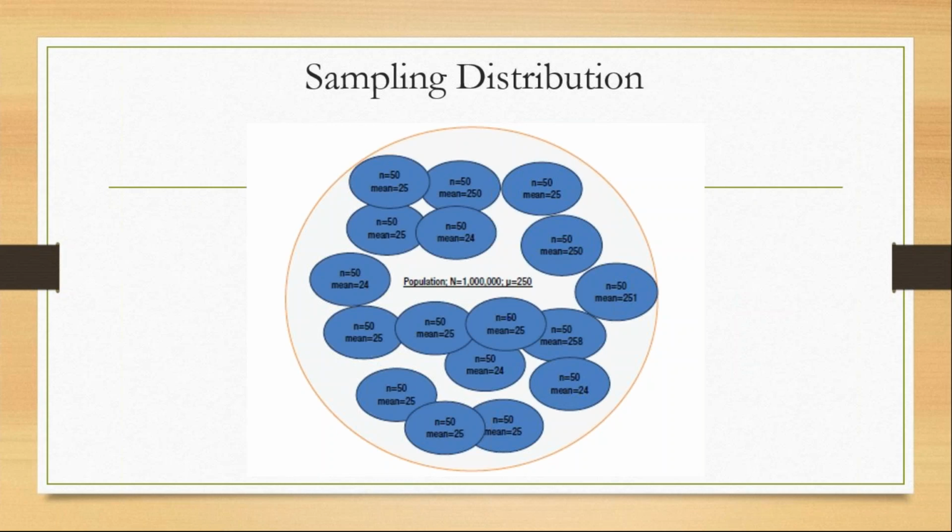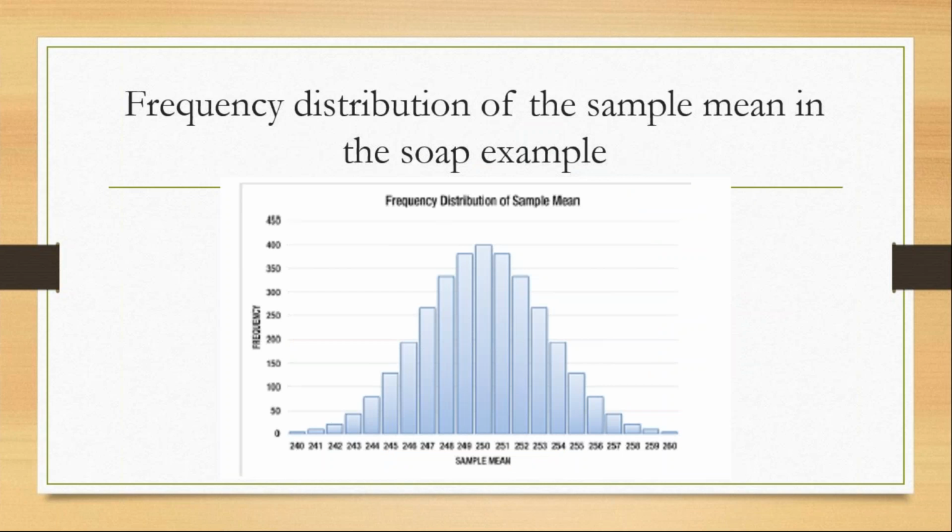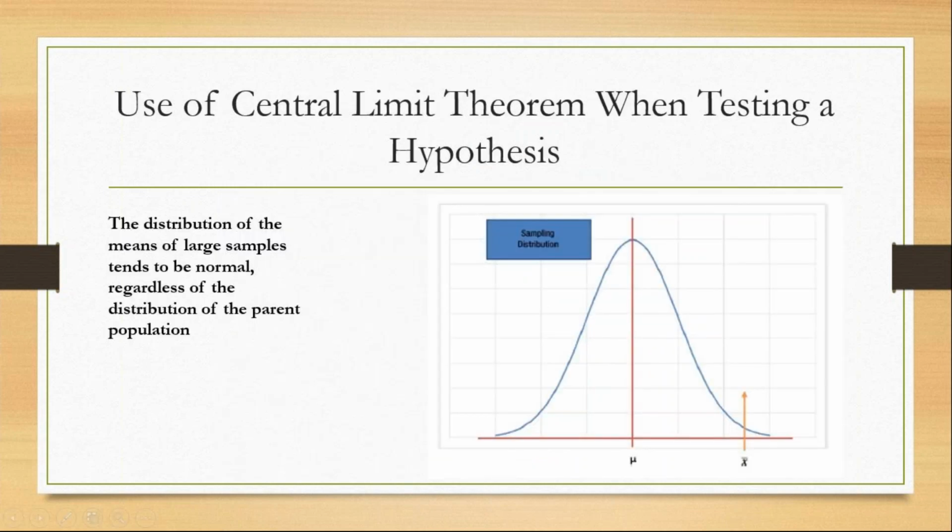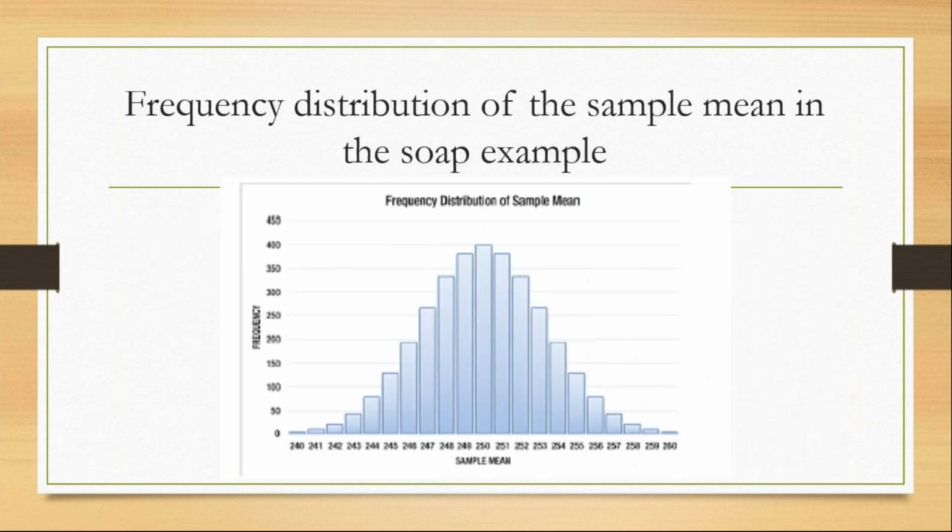Just to see how the distribution looks. What the central limit theorem claims is that if I am doing this process, the distribution of the means that I have got so far will be a normal distribution, irrespective of the parent population.